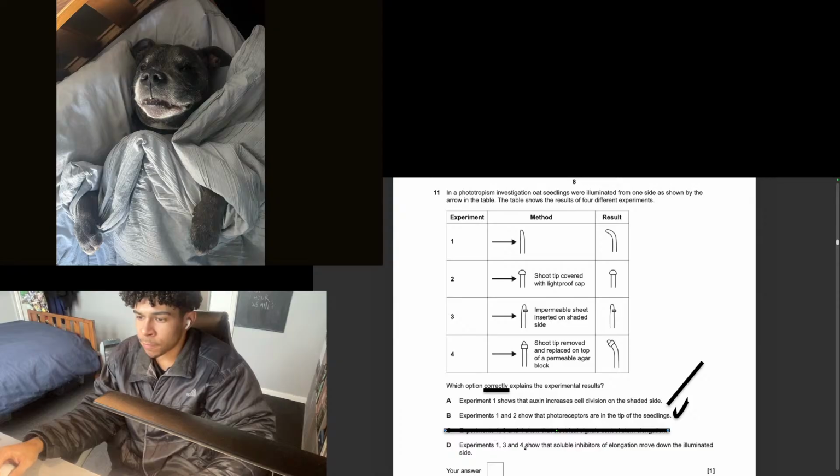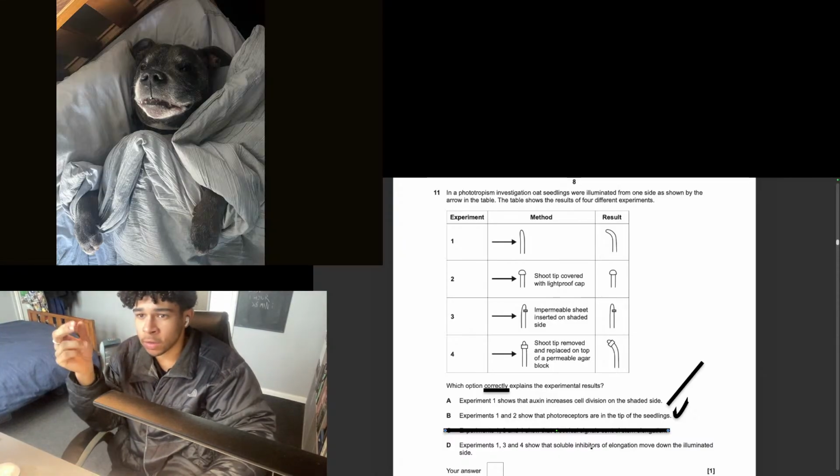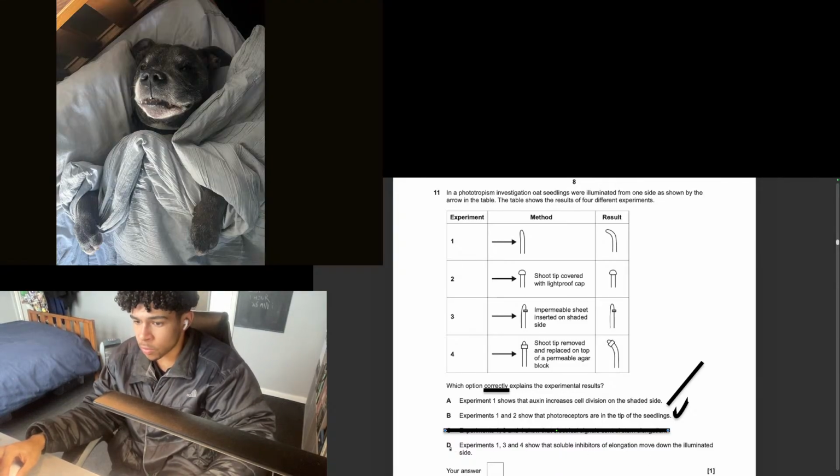Experiments 1, 3, and 4 show that soluble inhibitors of elongation move down the shaded side. I don't know why they use shaded here and illuminated here. But we just know auxins travel down the shaded side to promote elongation. So we didn't have to look at the experiment because that's wrong.